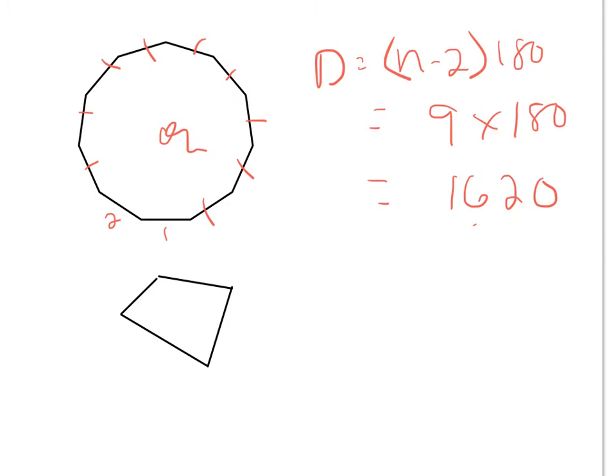All right, 1620. Down here, I got 1, 2, 3, 4 sides. That's a quadrilateral. 4 minus 2 is 2. 2 times 180 is equal to 360. So you can see I have 360 degrees in that figure.